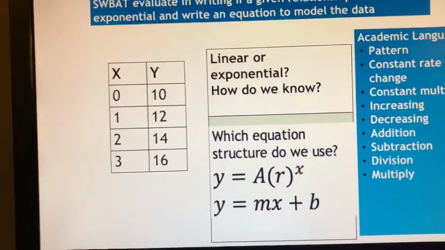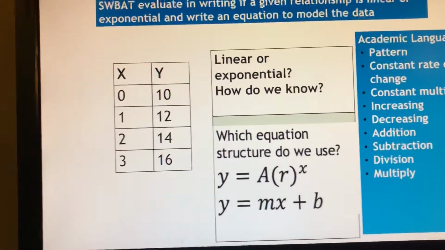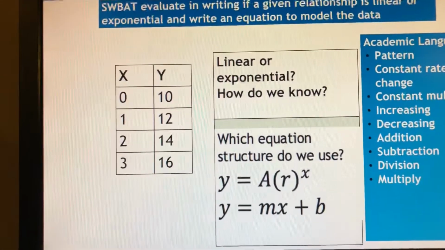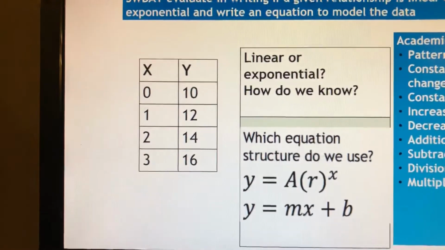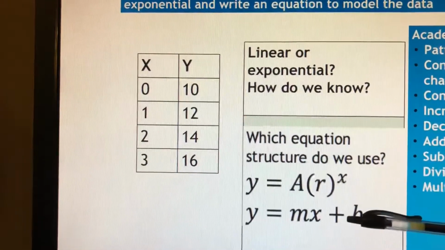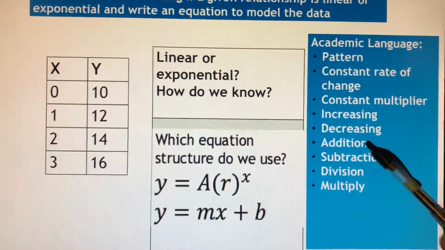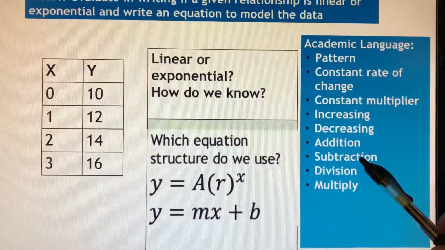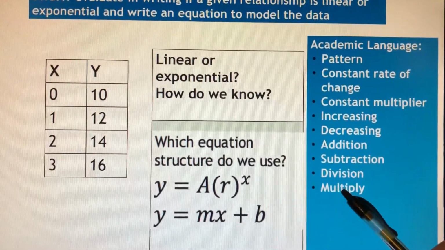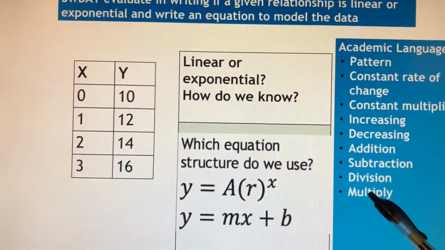So now it's time to apply this to tables. We need to look at a table, figure out if it's linear or exponential, and then write the appropriate equation down below. Now remember, we're looking for adding and subtracting if it's going to be linear, and we're looking for multiplying or percent changes if it's exponential.